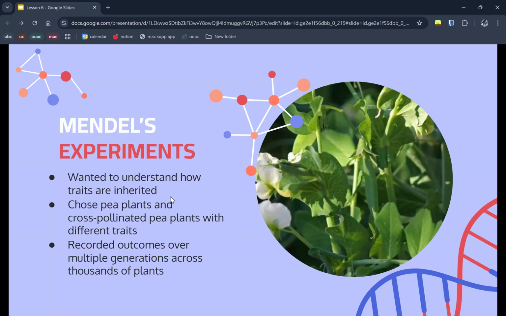So what he did is cross-pollinate pea plants with different traits to see what the outcomes would be over multiple generations. And then he conducted these experiments on thousands and thousands of pea plants to make sure that his results were accurate and reliable. So what he found out from crossing all these pea plants and examining their offspring were that traits are inherited in predictable patterns, and each trait is controlled by certain factors, which we now know are genes that occur in pairs.